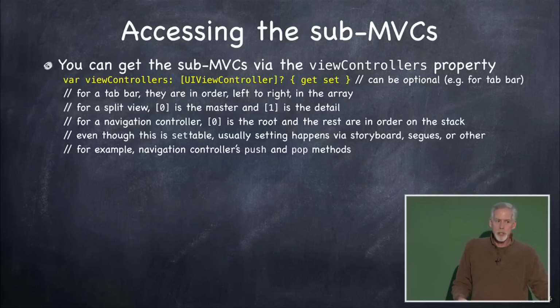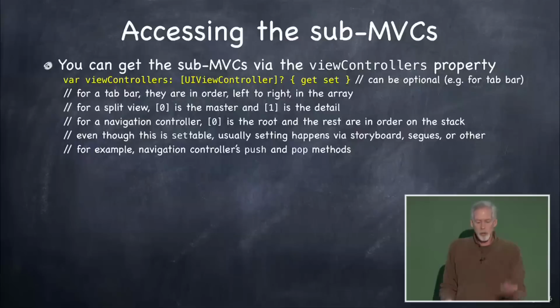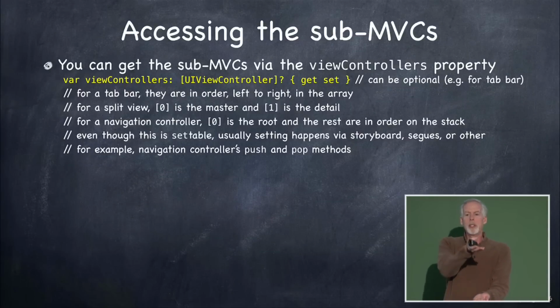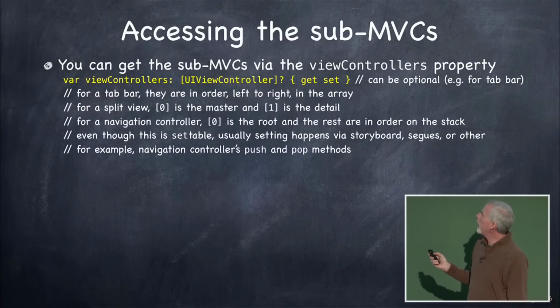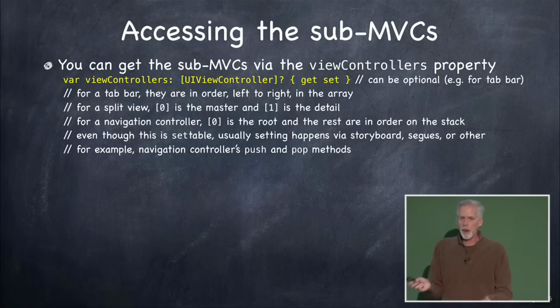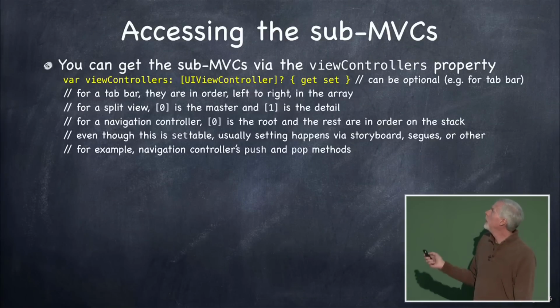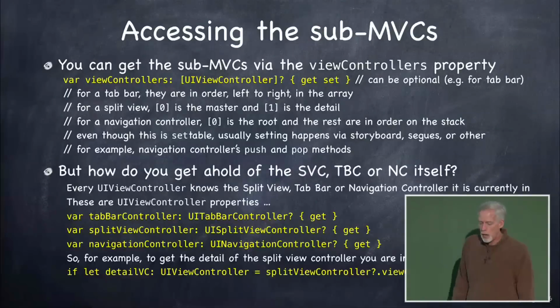For a split view, 0 in this array is the master, and 1 is the detail. And for a navigation controller, 0 is the bottom card, and 1, 2, 3, 4, 5, 6, 7 is going up the stack. Okay, so the one that's visible would be the last one in this array. Okay. Got it? Notice this is settable. It's get and set, but we usually don't set our view controllers this way. Like split view, we usually wire it up in our storyboard. In navigation controller, we're usually navigating to those other MVCs. And tab bar, we also set up in our storyboard. Okay? So it is settable, but usually we're getting them.